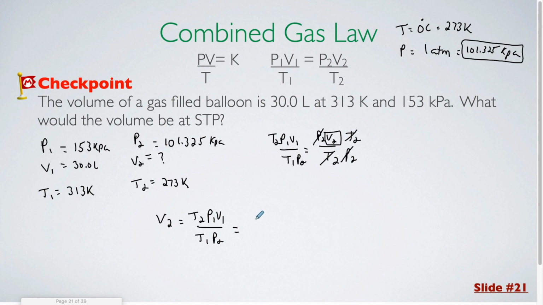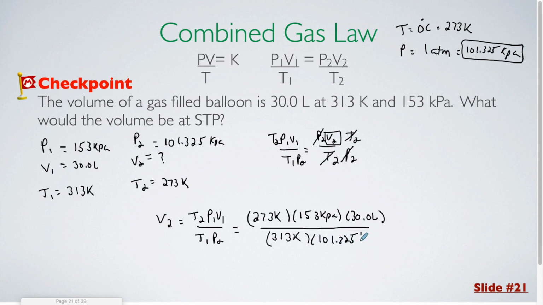So my T2 is going to be 273 Kelvin. My pressure 1 is 153 kPa. My volume 1 is 30.0 liters. T1 is 313 K. P2 is 101.325 kPa. Temperatures and pressures cancel. I'm left with the unit of volume. Multiply and divide across, and we end up with 39.5 liters.